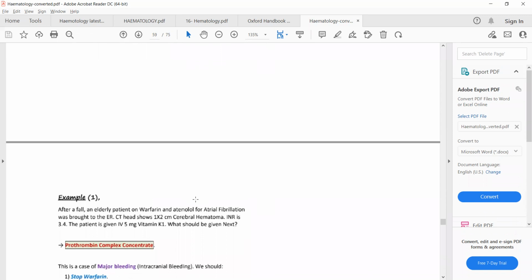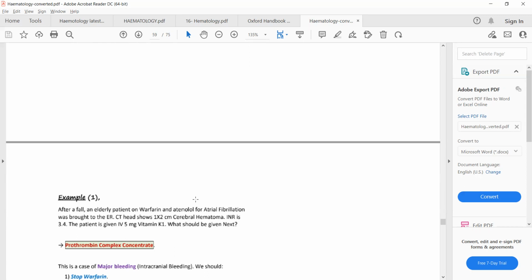In major bleeding, what would be the range of INR? In major bleeding, it doesn't matter whatever the INR is. Major bleeding is, you can say, a life-threatening emergency. If you do not stop the major bleeding, the patient may die. So INR does not matter in case of major bleeding.